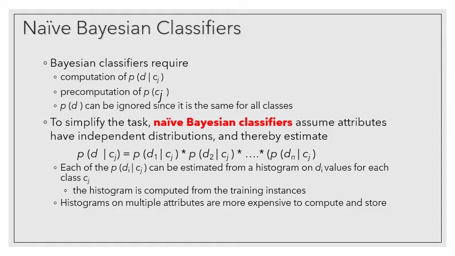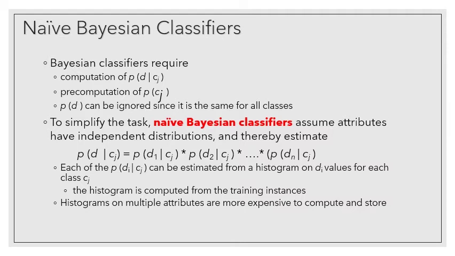To simplify the task, naive Bayesian classifiers assume attributes have independent distributions and thereby estimate P(d|cj) as P(d1|cj) into P(d2|cj) into etc. to P(dn|cj), where each of the P(di|cj) can be estimated from a histogram on di values for each class cj. The histogram is computed from the training instances. So histograms on multiple attributes are more expensive to compute and store.